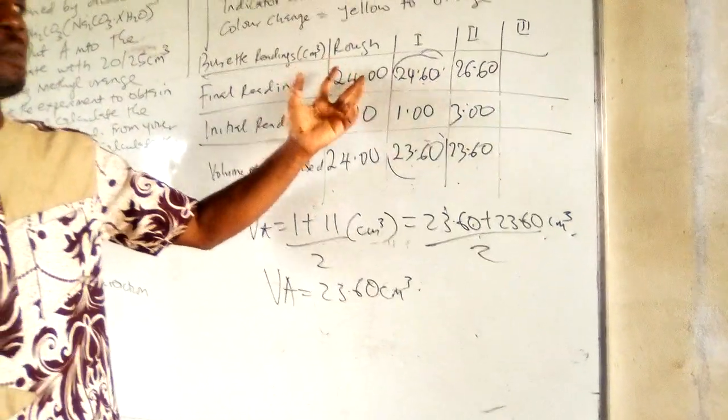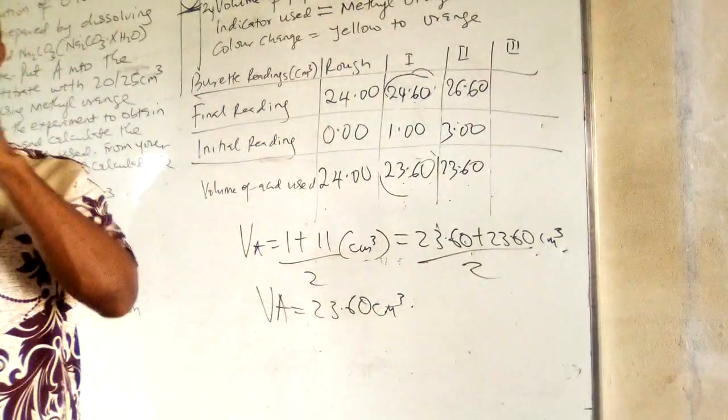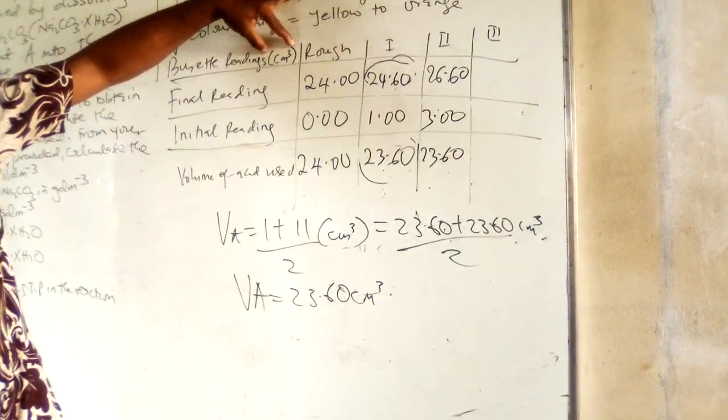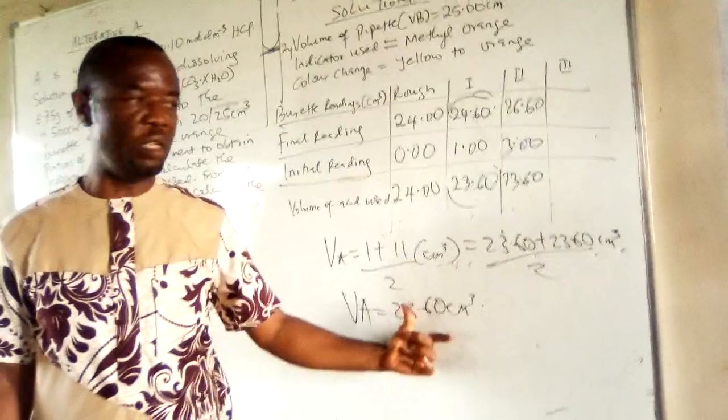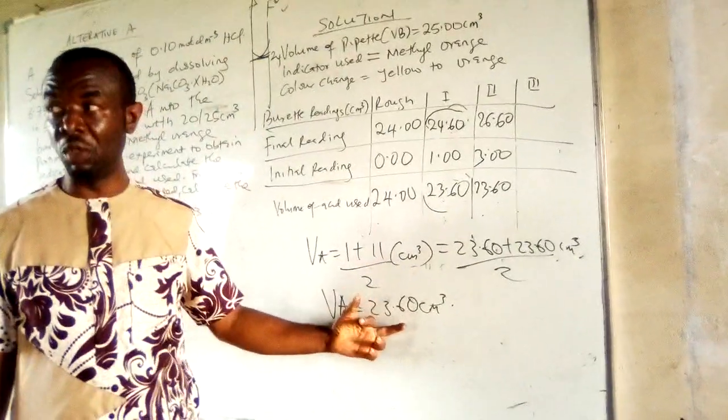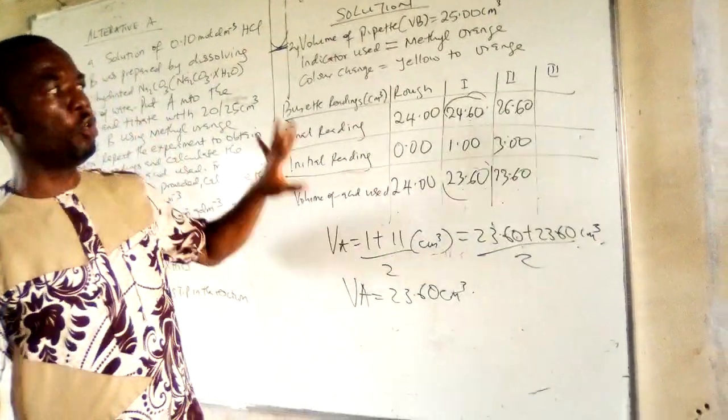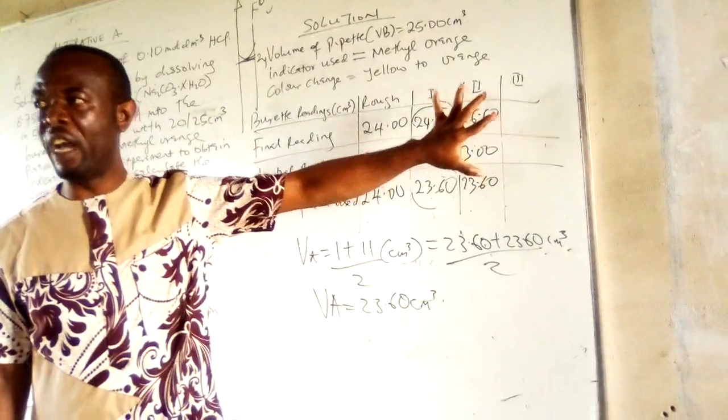Make sure the whole reading on the table is consistent. Consistently written to two decimal places. Make sure the unit of measurement is indicated on the table. Make sure that your VA must also be to two decimal places. Make sure you don't use pencil in recording your reading.